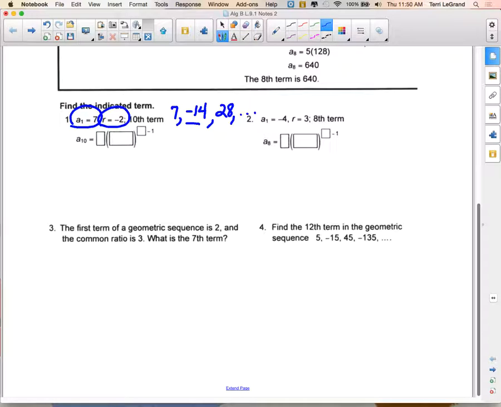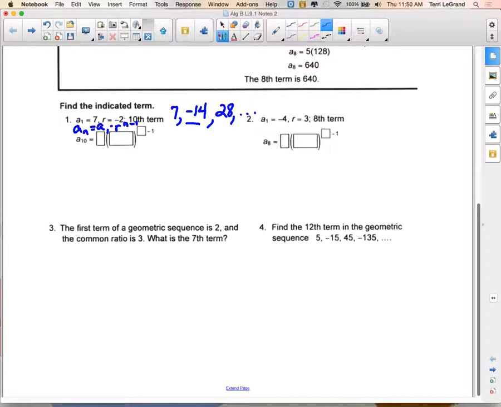They didn't actually write the formula down here, so let's sneak it in there. We have the formula a sub n equals a sub 1 times r to the n minus 1 power. So get that baby memorized. It's much shorter than the quadratic formula.